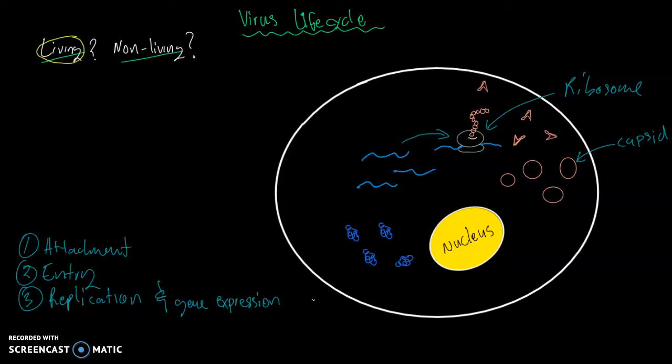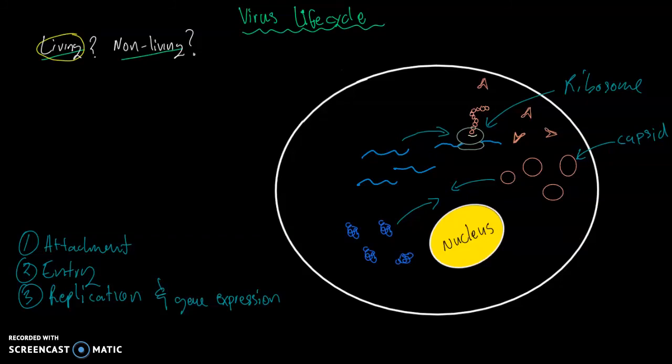So now what happens after the replication and the gene expression? The capsid protein and the genome are going to come together to make new viral particles. So the fourth step is called the assembly. The capsid and the genome will keep on making new viral particles as long as there are resources inside the host cell. So you can imagine that the number of new viruses will keep on increasing inside the cell and take up the spaces inside the cell.